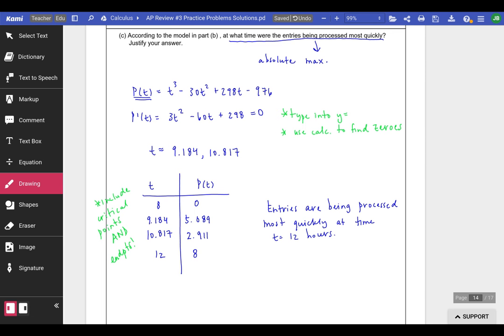For this one, they gave 1 point for knowing to take the derivative and set it equal to 0, 1 point for getting those critical values, and then 1 point for identifying the max. Again, if you have questions about any of the mechanics with the calculator, make sure you reach out to your teacher so that we can help you before the exam.